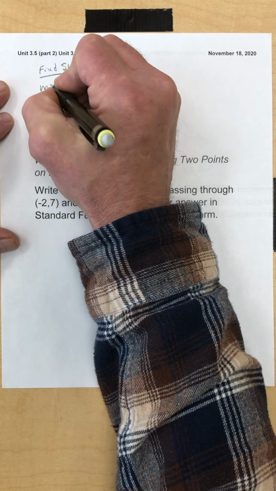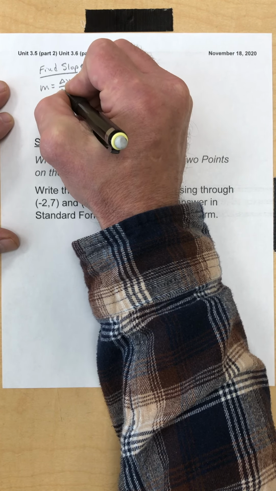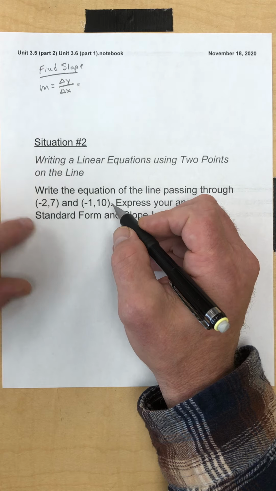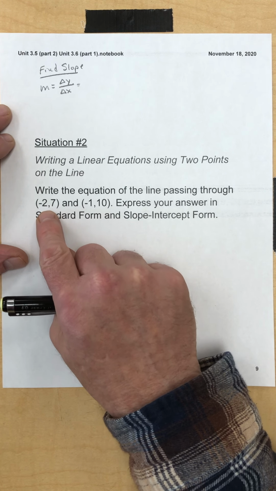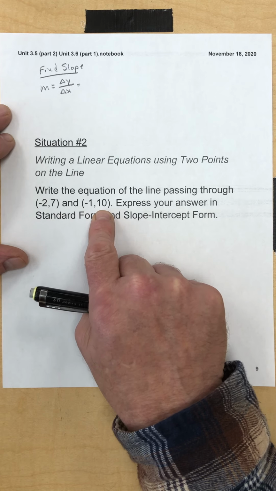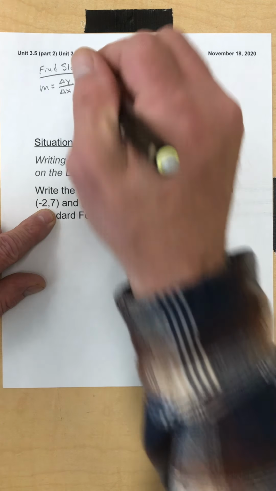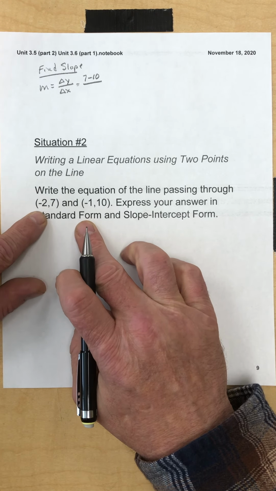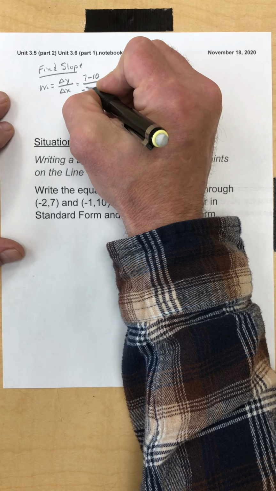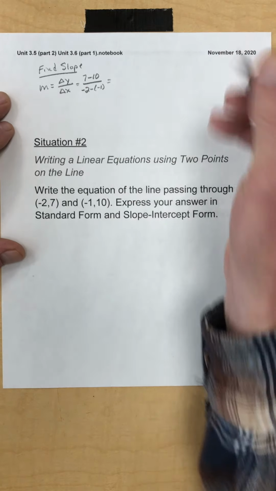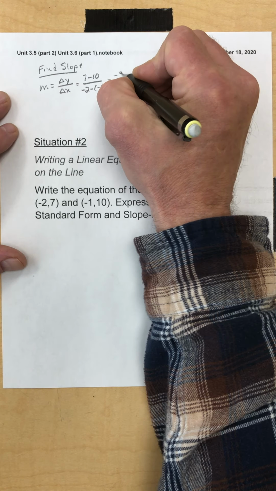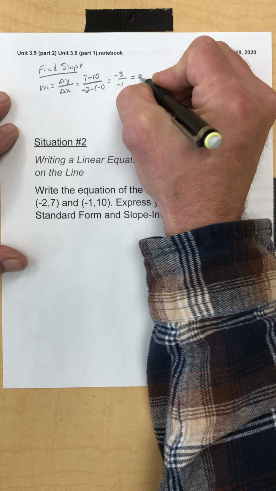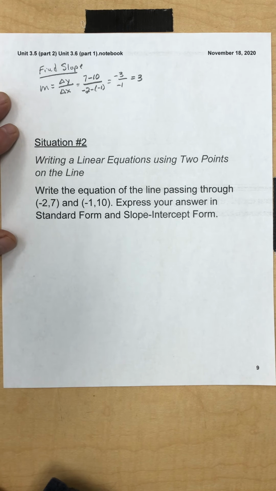So m equals delta y over delta x. I'm looking at my 2 points, and I'm going to go this set of coordinates minus this set. So my delta y will be 7 minus 10, and then my delta x will be -2 minus a -1. Notice that I'm going to get a -3 over a -1, and we reduce that, and that just gives us +3. So our slope is 3.